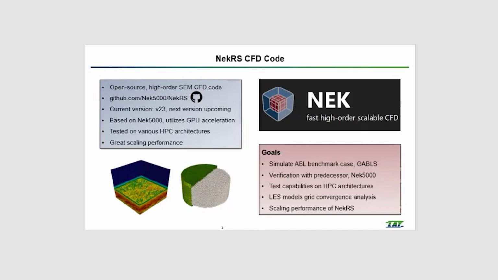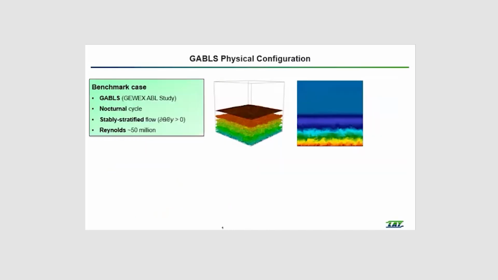So what we are aiming for in our work is to simulate the ABL benchmark case called GABLS, which I'll explain in a moment, to verify the results with its predecessor, Nek5000, and to also test NekRS's capabilities on new HPC architectures. And one way to do that is to perform grid convergence analysis for our problem, which basically means push NekRS to its limits by continuously raising the resolution of the problem, and to also test NekRS's scaling performance in terms of parallel efficiency and scalability.